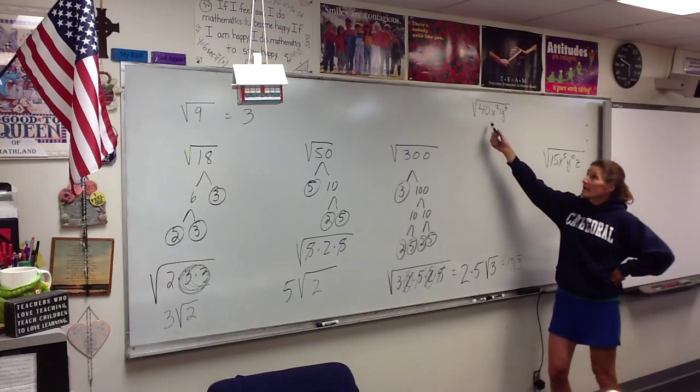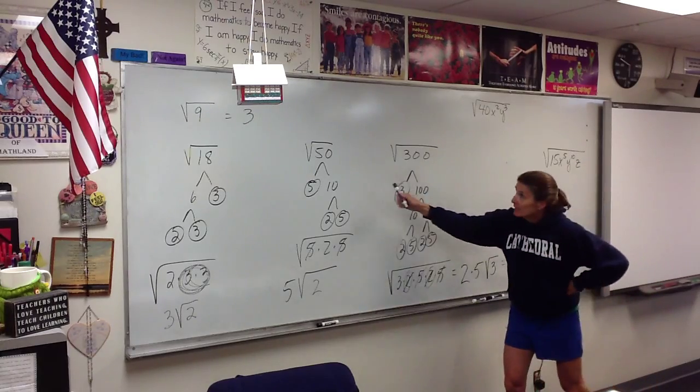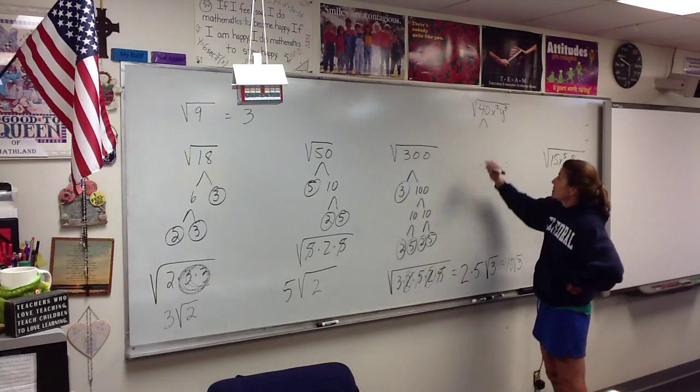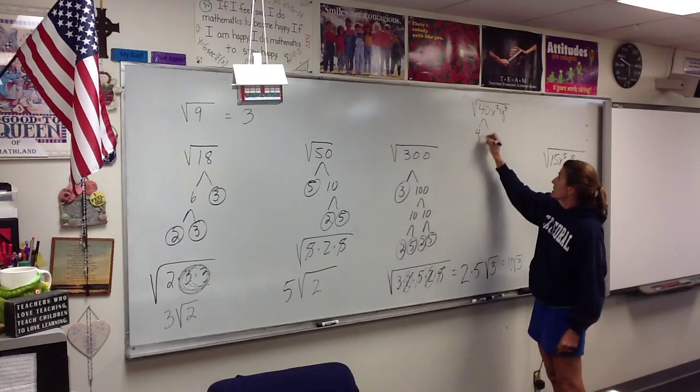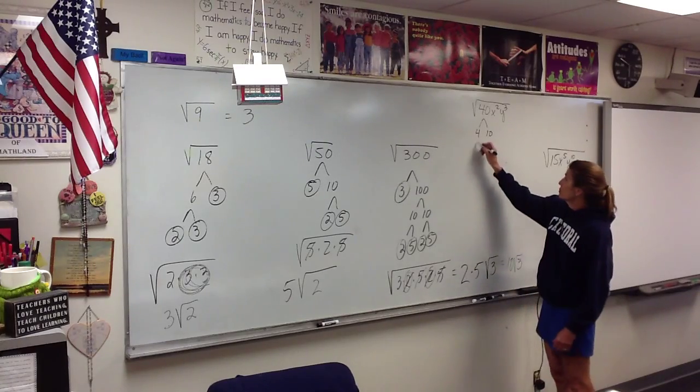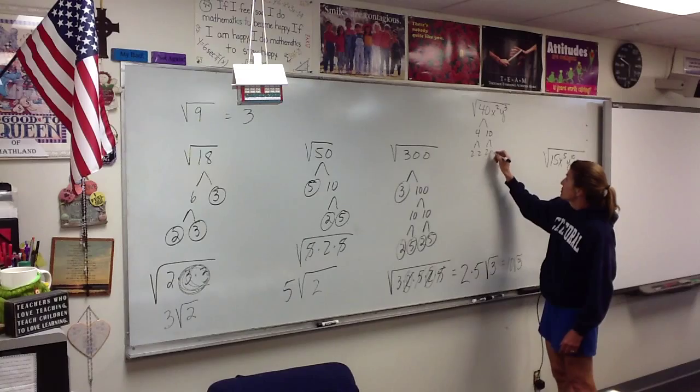Well, first of all, we're going to handle the 40 exactly like we've handled these. So what do you think of when you think of 40? I don't know, 4 times 10? And then what do you think of here? 2 times 2 and 2 times 5?